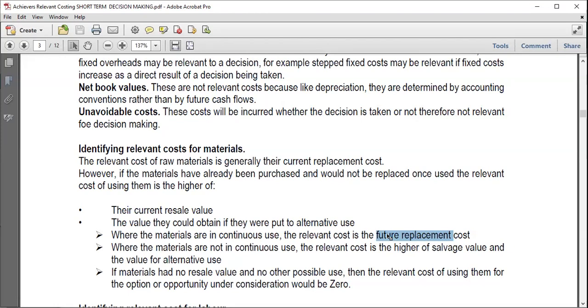That's why we use the words future replacement cost, not the cost at which you bought the materials. You get it?